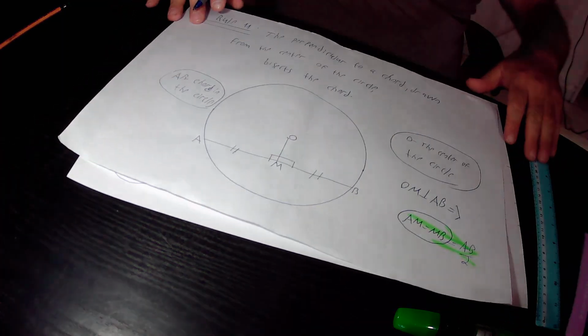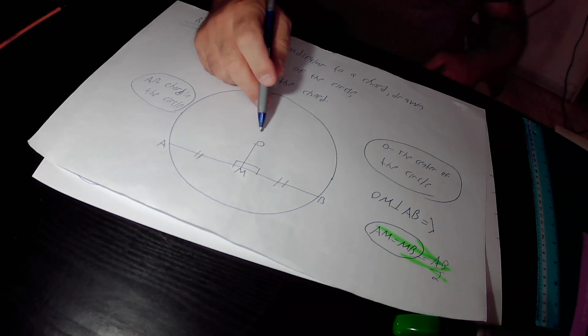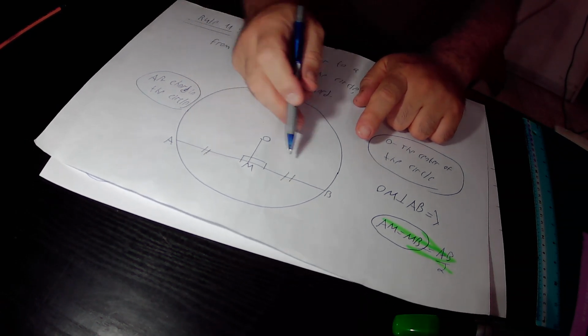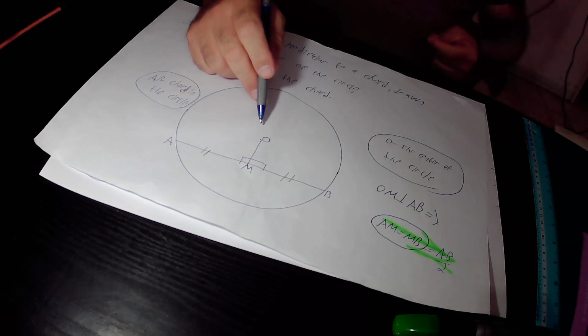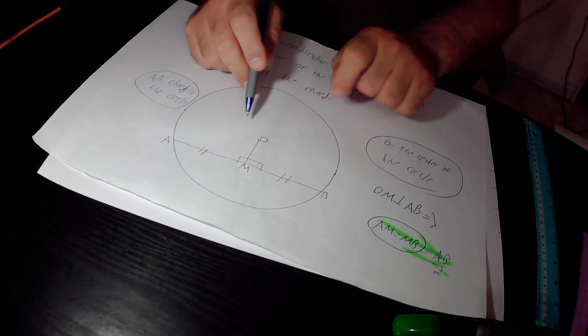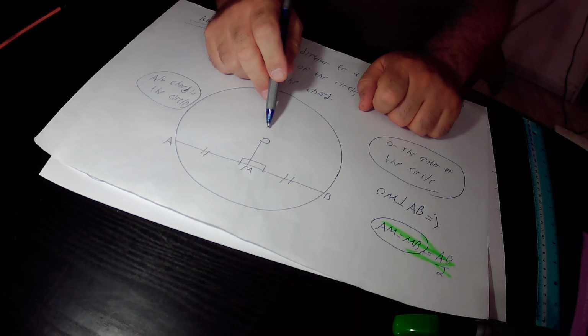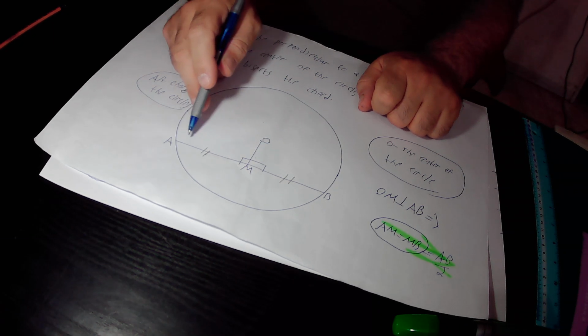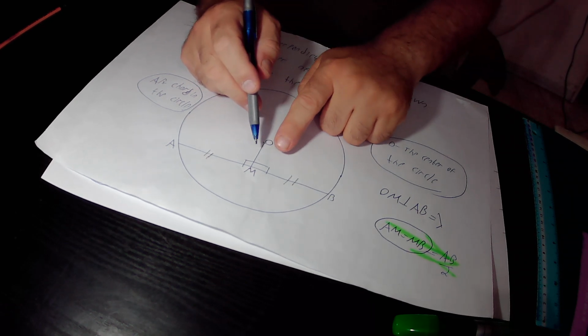According to rule 11, the perpendicular to a chord from the center of the circle bisects the chord. So in the drawing, we have a circle, and point O is the center of the circle, AB is the chord inside the circle, and from point O, the center of the circle, we draw perpendicular OM on chord AB. So here, this angle equals 90 degrees, and this angle equals 90 degrees according to our construction.